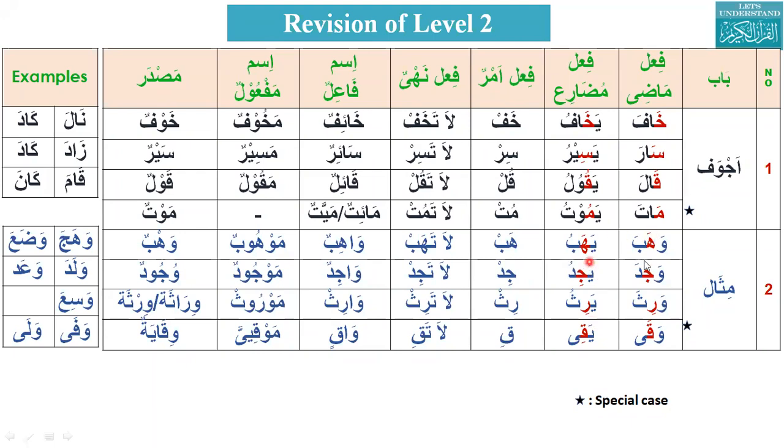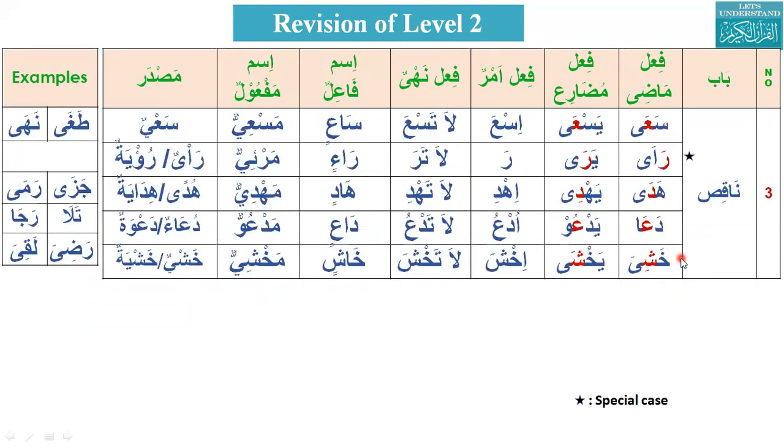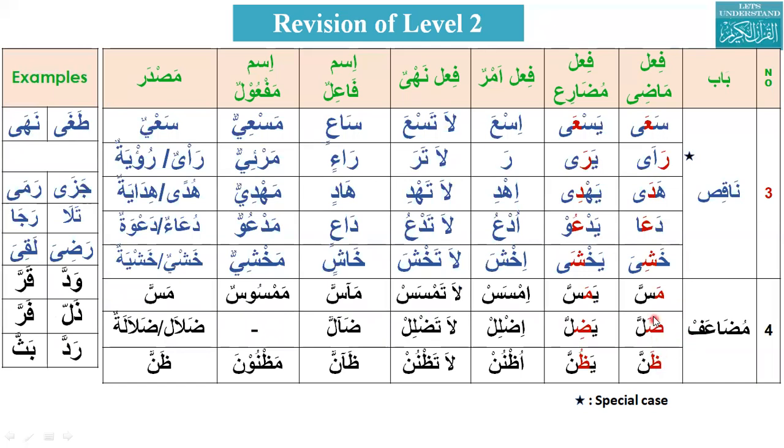So these are the representative words in every chapter, as we saw in level 1 also. The representative word is very important. We have to fit all other related words exactly on this model word or representative word of that case. So Bab Mithal has 3 cases. Then we have Bab Mudaf. Bab Mudaf has 3 cases.